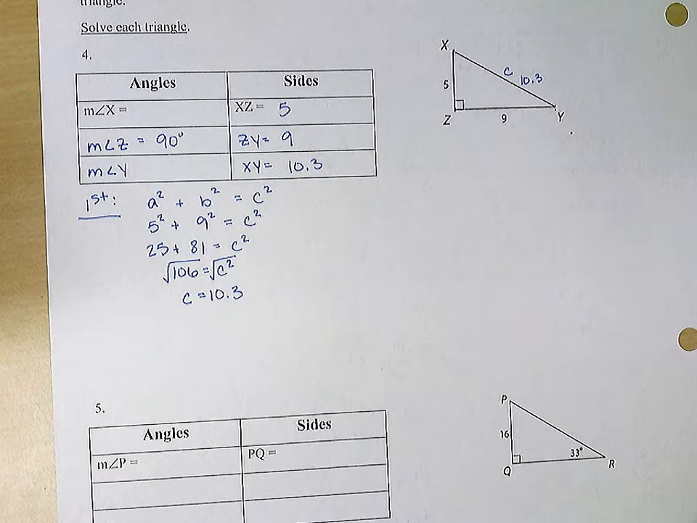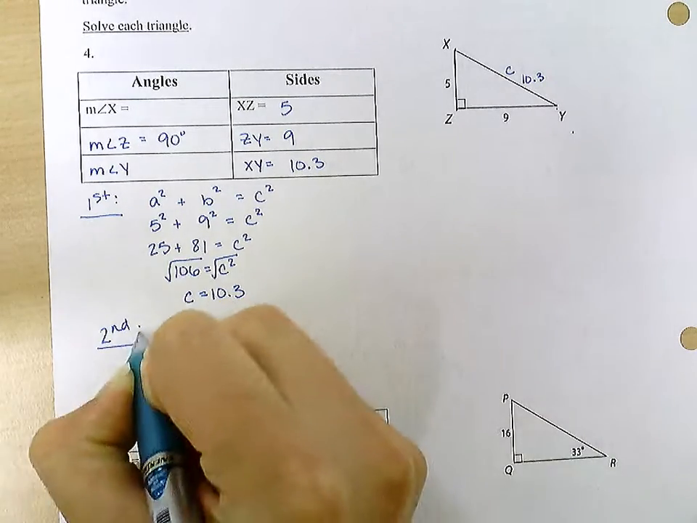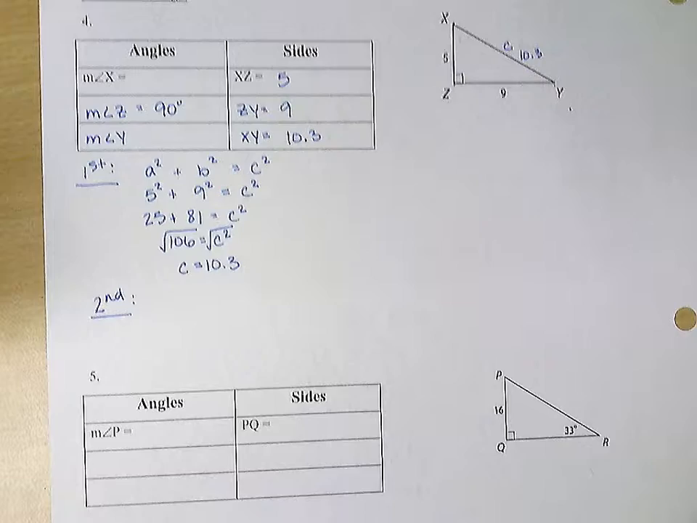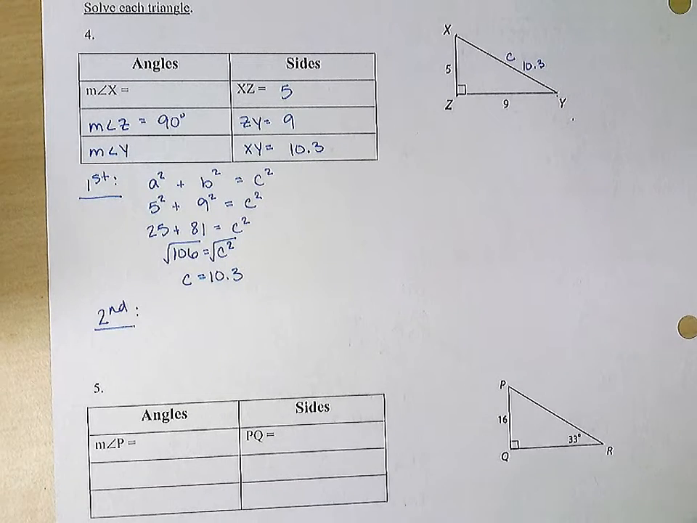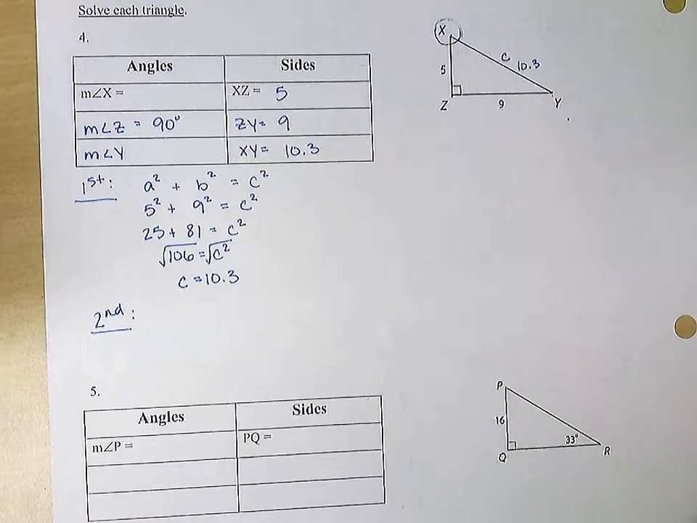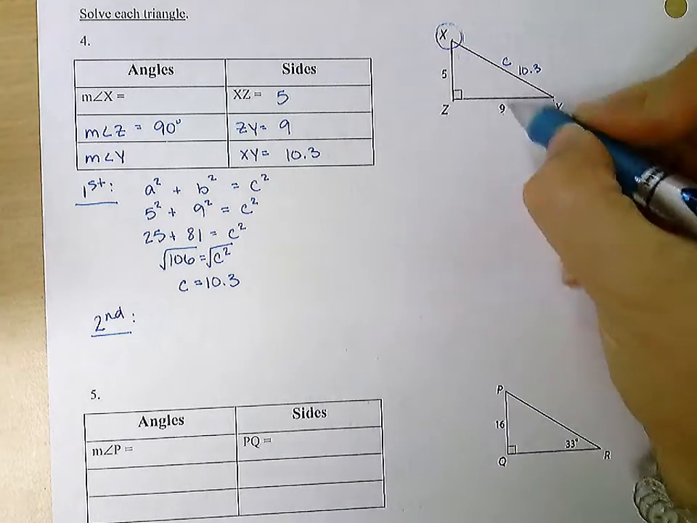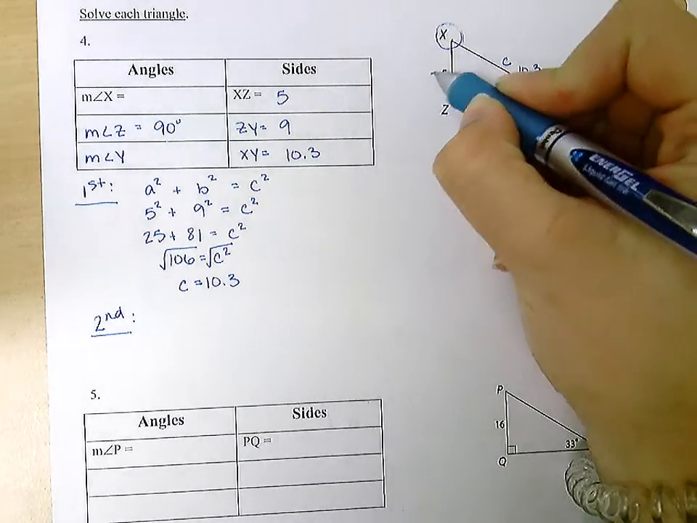Next, I need to find the last 2 remaining angles. Well, we just learned how to find an angle in a right triangle using trig ratios on the front. So I'm going to solve for angle x right here. I'm going to use my 2 sides that I didn't round to get an answer for. So that would be this side of 9 right here and this side of 5.